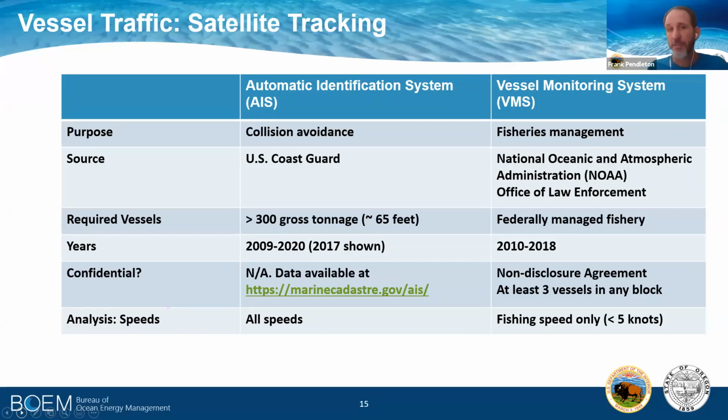Another way is this whole different system called the Vessel Monitoring System, or VMS. This system is created for fisheries management, and thus NOAA is managing it, particularly their Office of Law Enforcement, because it's to make sure where boats are going. Now, the folks who are required to have it are certain federally managed fisheries. The data set we have is from 2010 to 2018. And this is confidential data, so we have to analyze it to a certain level before we can share it. In this case, we're looking at just fishing speeds, so boats that are going slower, so they might be fishing. All right, next slide.